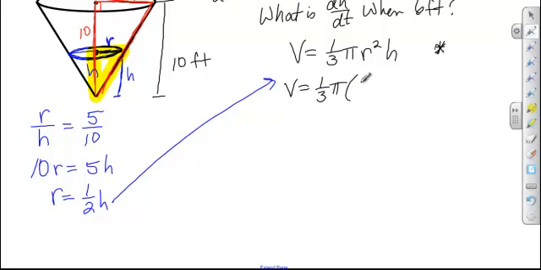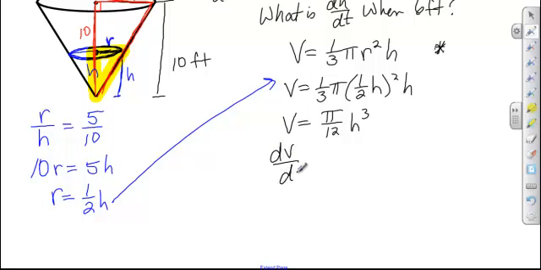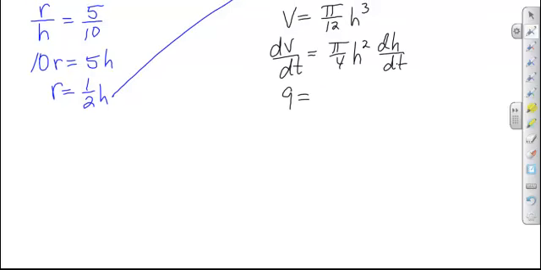Now differentiate with respect to t. Plug in the values that you know. Simplify. Let's see, 36 divided by 4 is 9. So we have 9 pi there. So solving then for dh over dt, you're going to end up with 1 over pi.